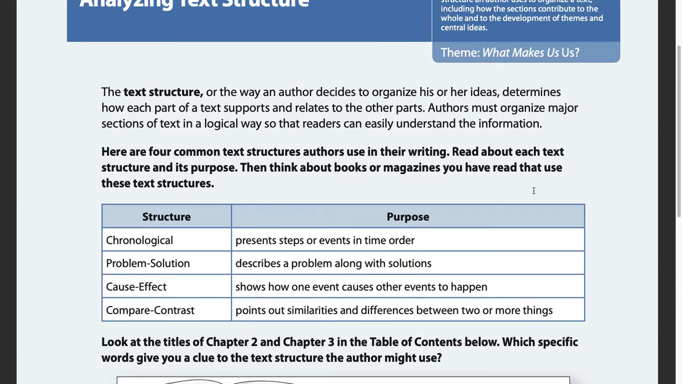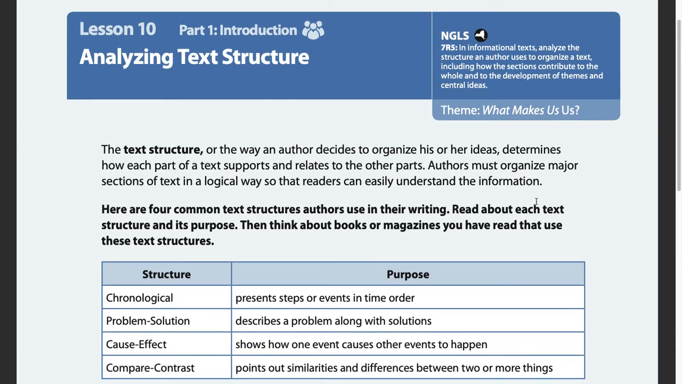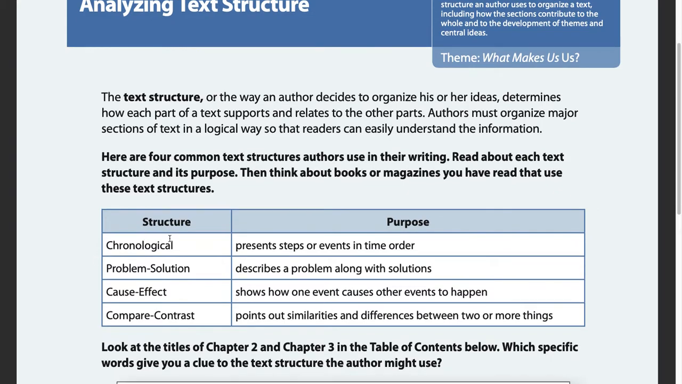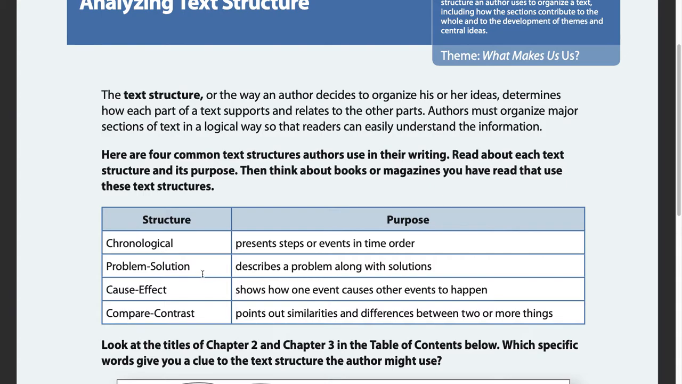All right. So the text structure, or the way an author decides to organize his or her ideas, determines how each part of the text supports and relates to the other parts. Authors must organize major sections of a text in a logical way so that readers can easily understand the information. Here are 4 common text structures authors use in their writing. We're going to read about each text structure and what its purpose is. Then we're going to think about books or magazines we might have read that use these kinds of text structures. So the 4 we have are chronological, problem solution, cause effect, and compare and contrast.